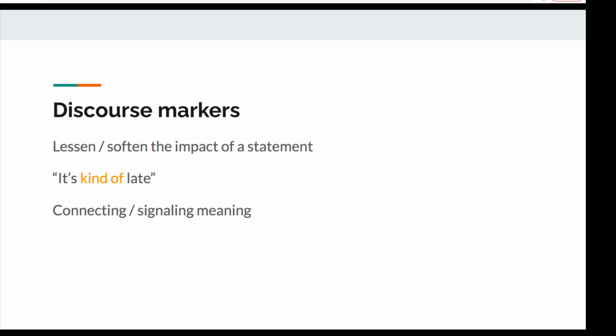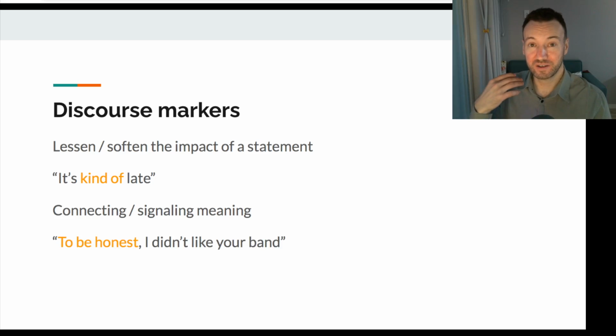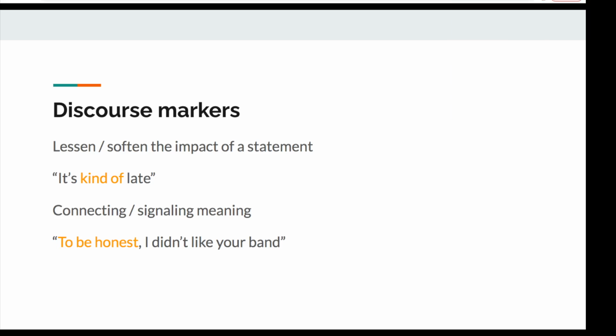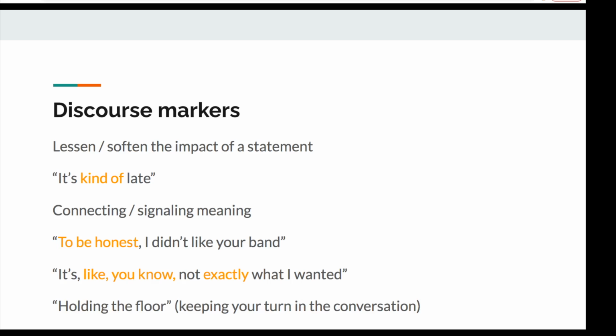So connecting or signaling meaning. For example, to be honest, you're preparing the other person that, okay, I am going to say something and you might not like it. Or I'm going to say something and you definitely won't like it. So to be honest, in a social situation, it's indicating you might not like what I'm going to say. It's like, not exactly what I wanted. So again, we're kind of connecting our ideas, or in this case, holding the floor.